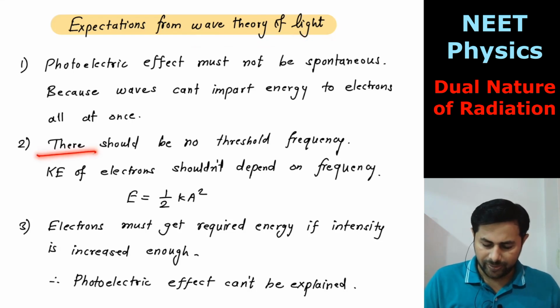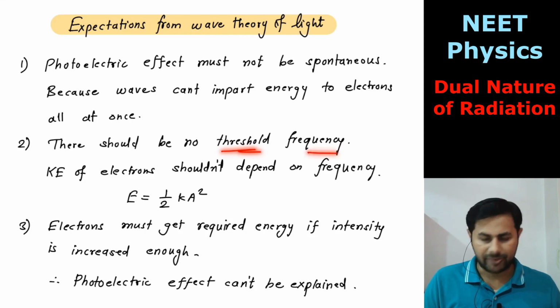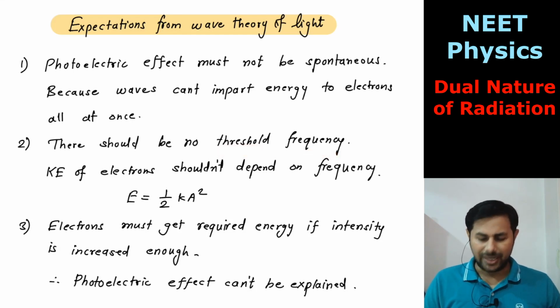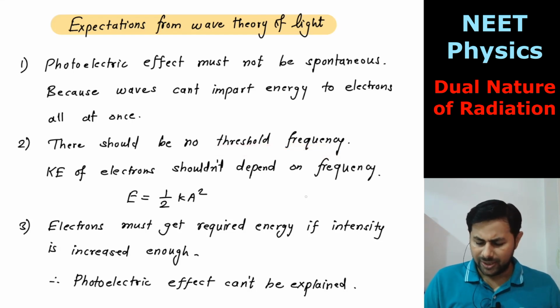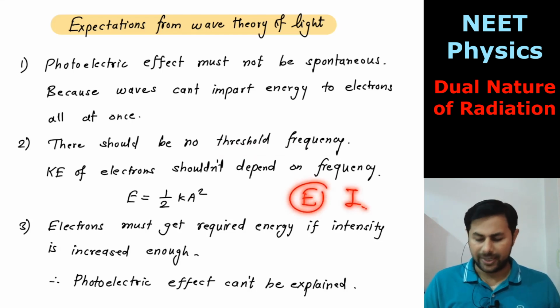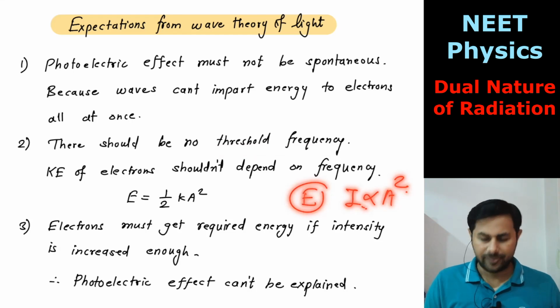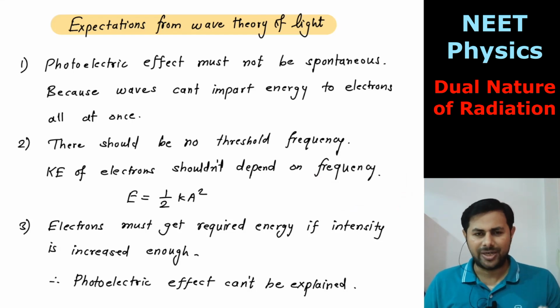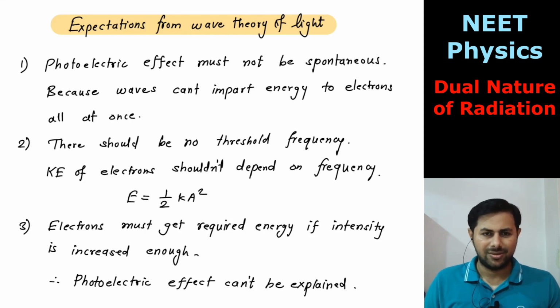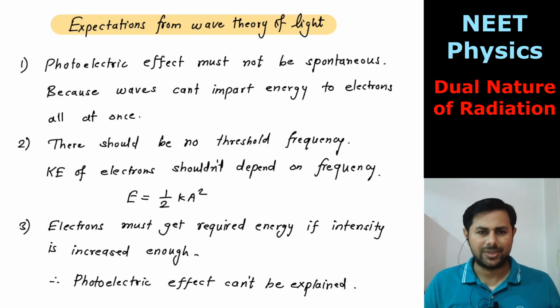Then there shouldn't be any dependence on the frequency. There shouldn't be any threshold frequency. Why shouldn't the threshold frequency be there? The reason is, we know that the intensity of light is directly proportional to the amplitude squared. We have seen this in the wave theory of light. So now if you increase the amplitude, the electrons must get a sufficient amount of energy no matter what the frequency is, right?